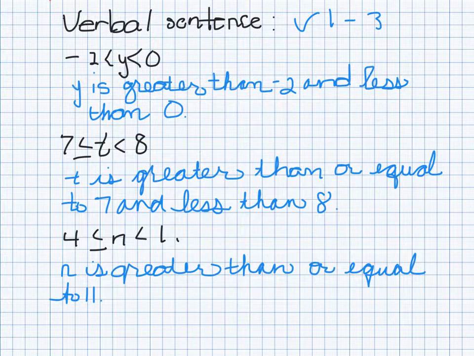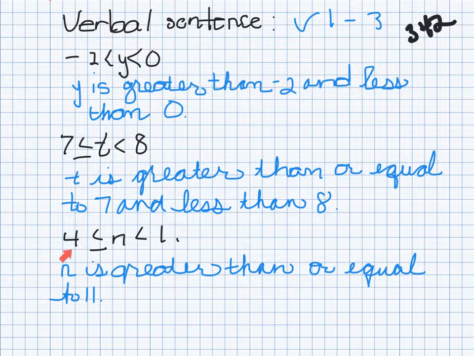Looking at the checkpoint that appears on page 342. We are given this example: negative 2 is less than y, which is less than 0. You're being asked to put it into a verbal sentence. The words that we would use are: y is greater than negative 2 and less than 0. Another example is 7 is less than or equal to t, which is less than 8. T is greater than or equal to 7 and less than 8 is how we would say that.